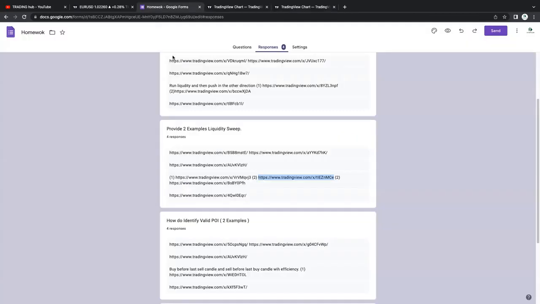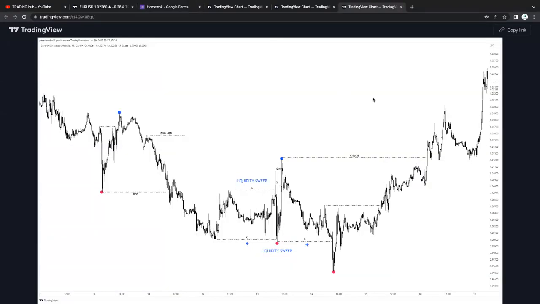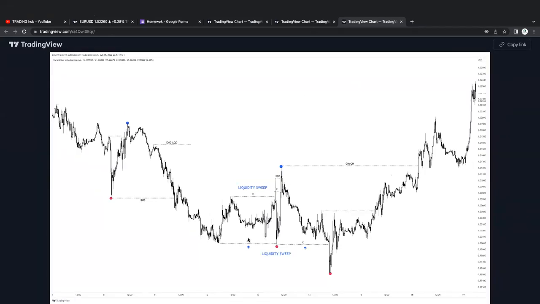Okay, so this is our liquidity sweep. Now let's switch to the next one. This is a perfect example. On the downside, you can see the market took out the previous low here and went higher. So this is a perfect example of a liquidity sweep. Same thing happened here: it swept the liquidity, gave a little reaction, and then went higher.